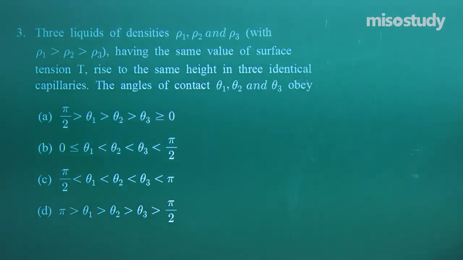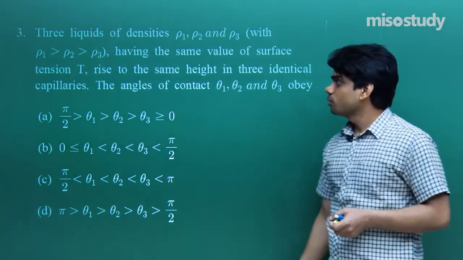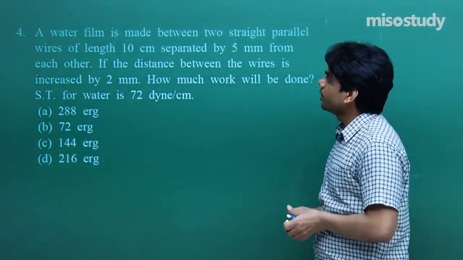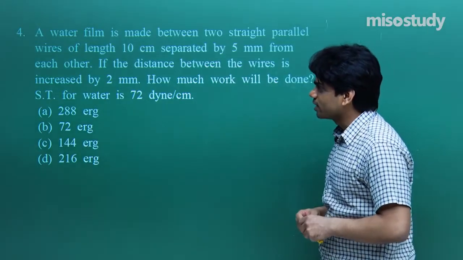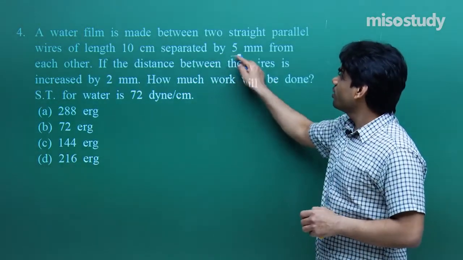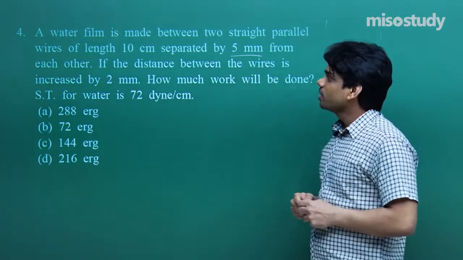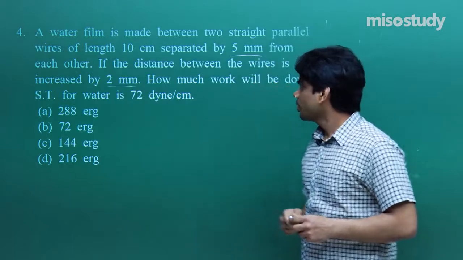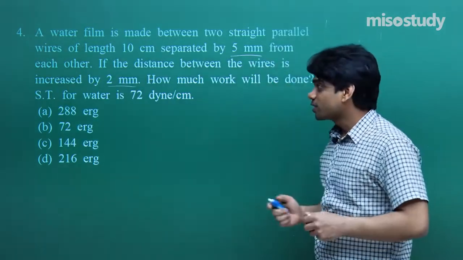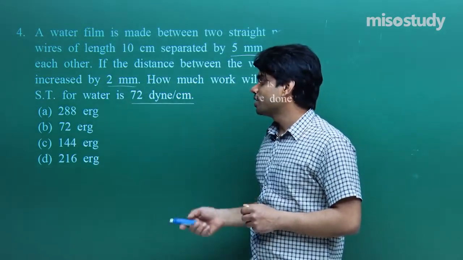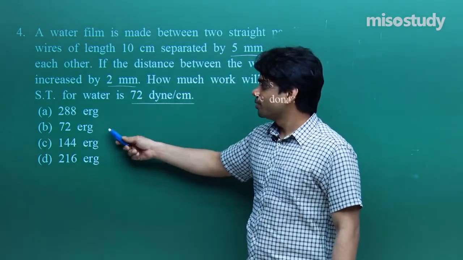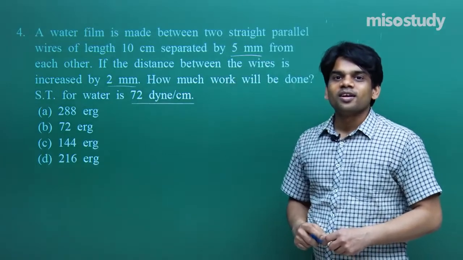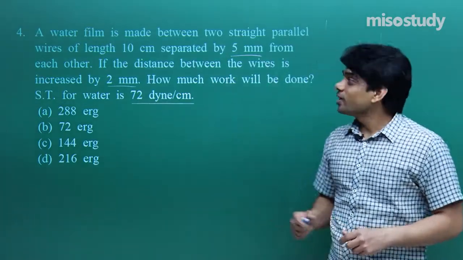Let's go ahead with the next question of the day. We have question number 4. A water film is made between two straight parallel wires of length 10 cm separated by 5 mm from each other. If the distance between the wires is increased by 2 mm, how much work will be done? Surface tension for water is 72 dyne per centimeter. A 288 ergs, B 72 ergs, C 144 ergs and D 216 ergs.